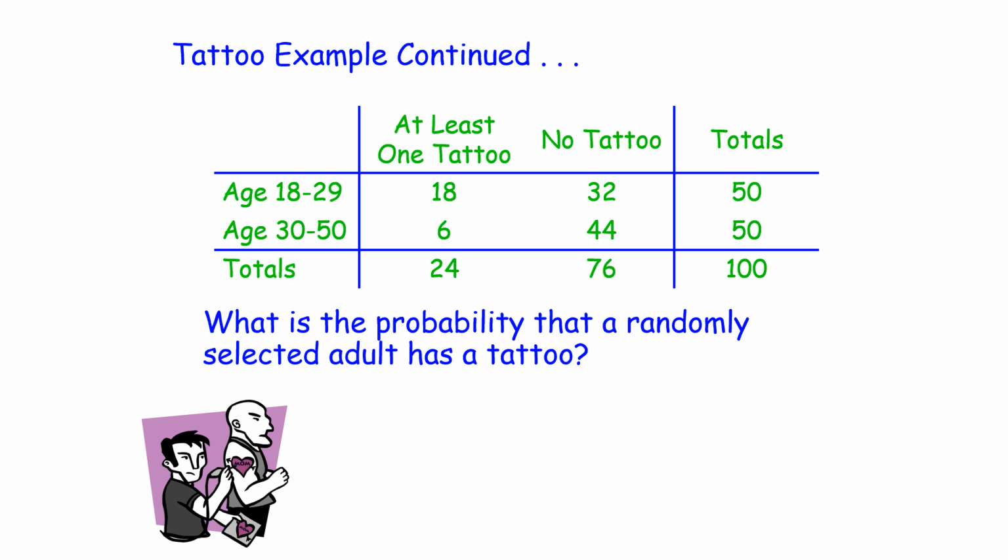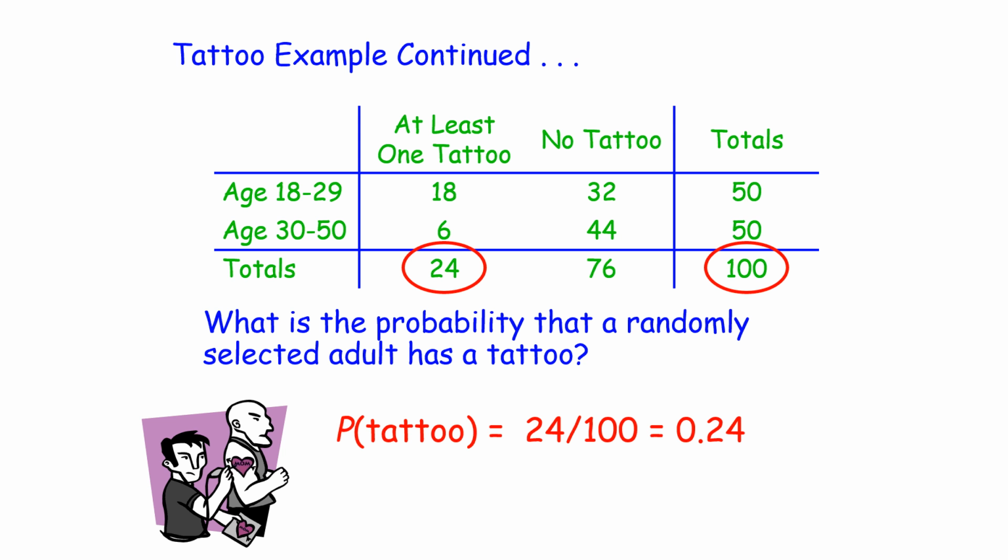So we want to know, what is the probability that a randomly selected adult has a tattoo? So what we're looking for is the probability of a tattoo. Here we can see that we have 24 out of 100, meaning 0.24.